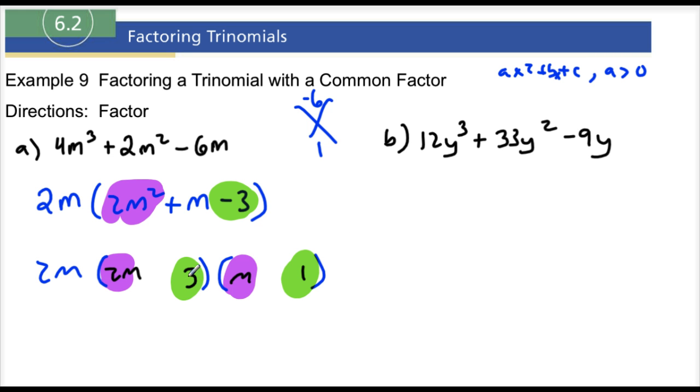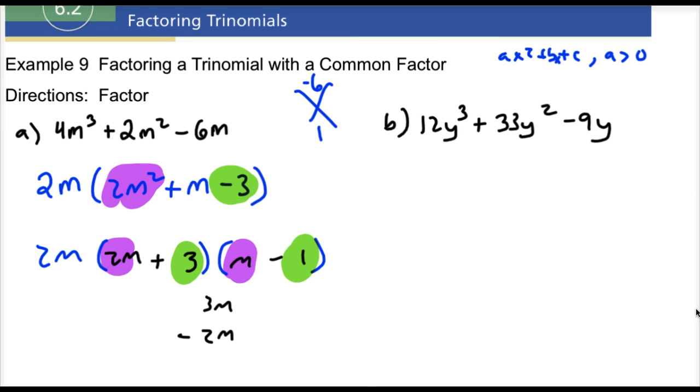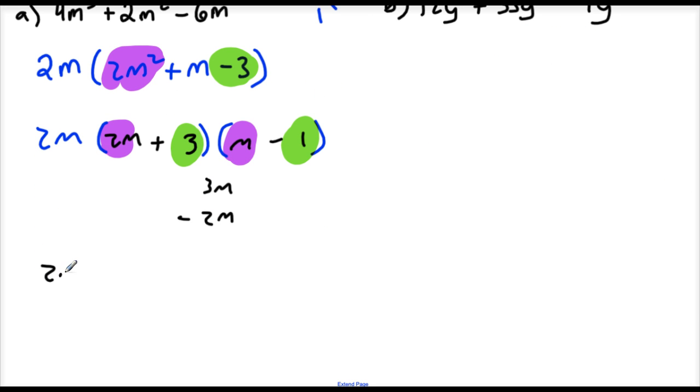If I multiply 3 times m, I get 3m. If I multiply 2m and m, I get 2m. How do I get m out of 3m and 2m? Well, I would want to subtract 2m, or 3m minus 2m. So I want the 3m to be positive, so put plus right there, and I want the 2m to be negative. And so the answer, without all the color stuff in there, is 2m times 2m plus 3 times m minus 1.